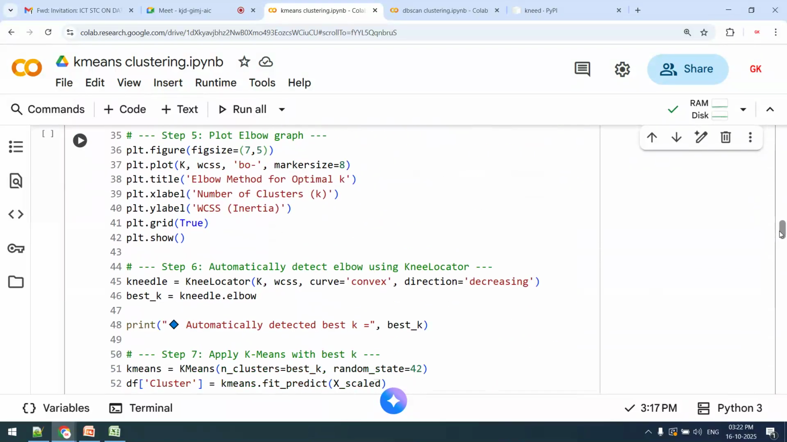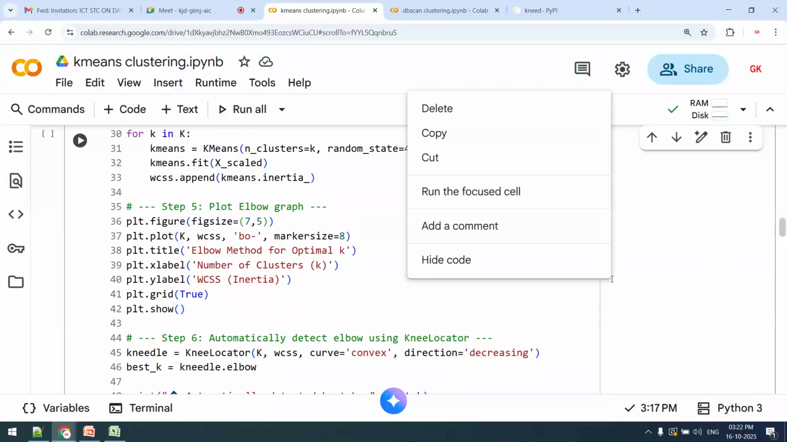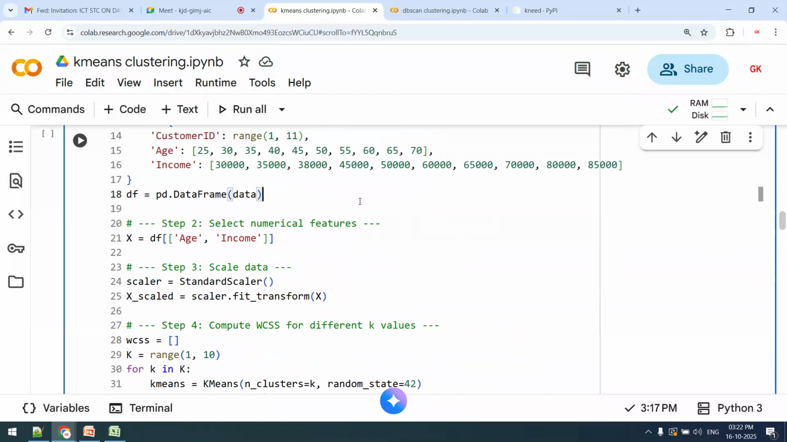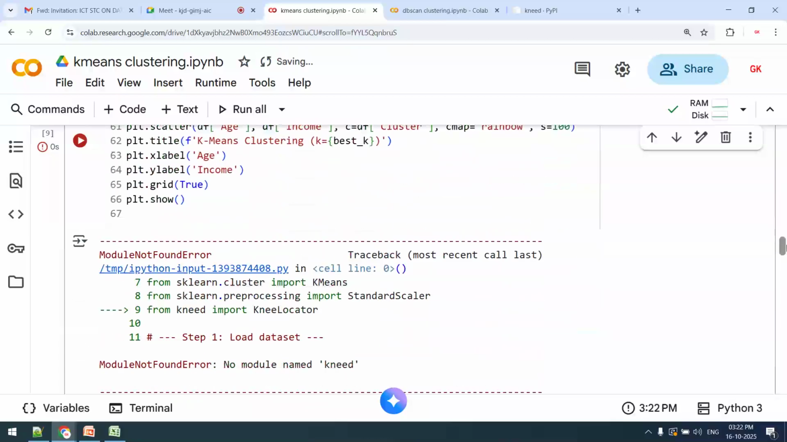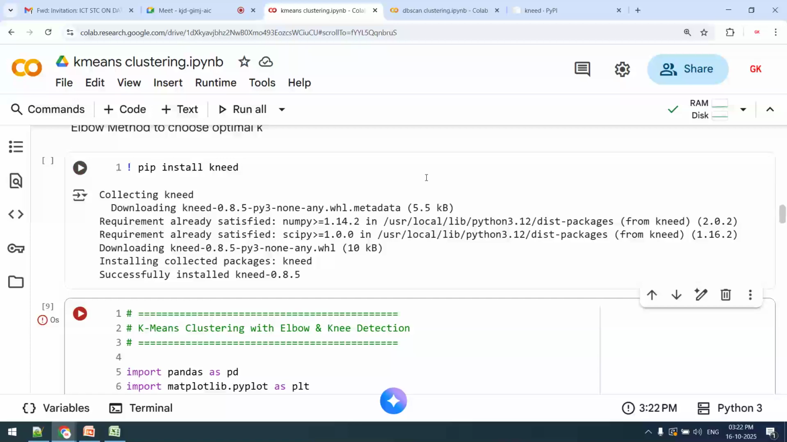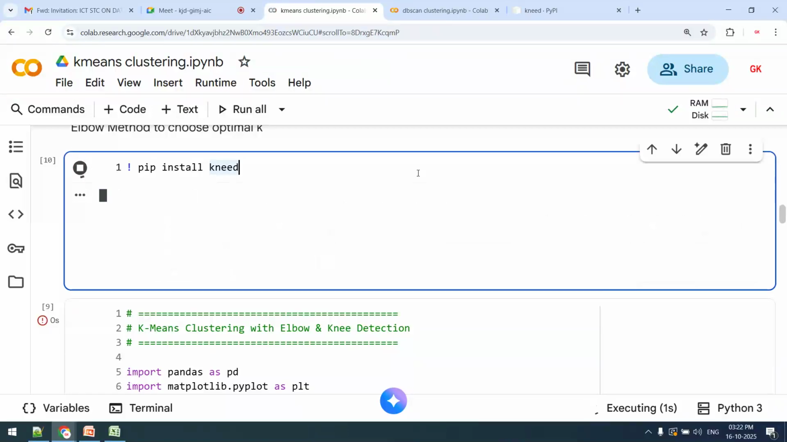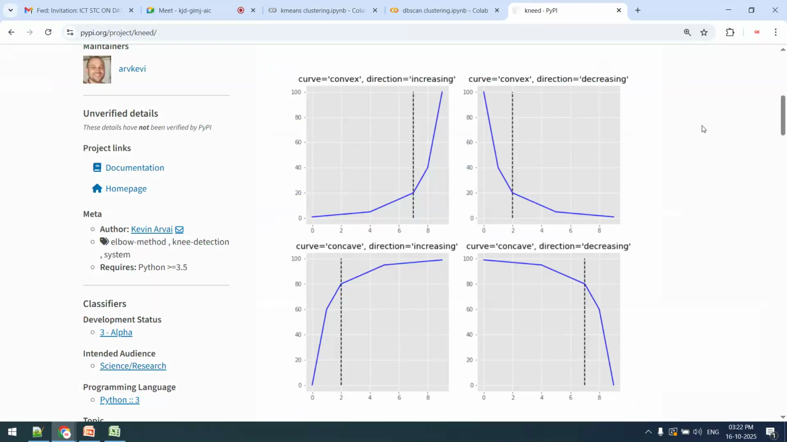So you can see that, if we execute it, this is the customer data set, and on this data, if you want to perform the knee algorithm, you can install it. First of all, we have to install the kneed package, pip install kneed. So it is available here. For example, your data set is in this way.